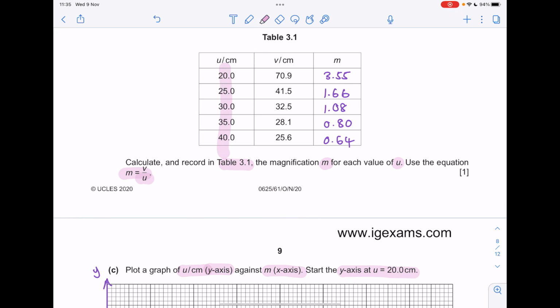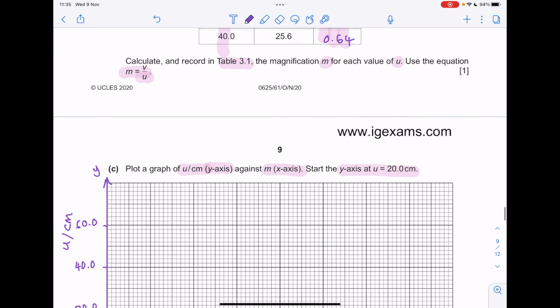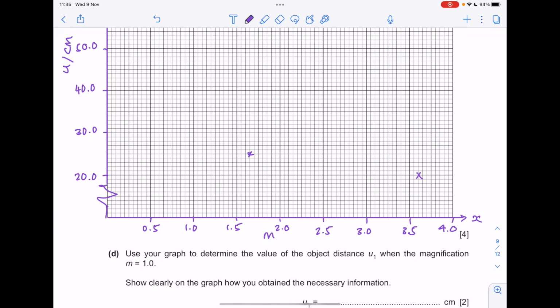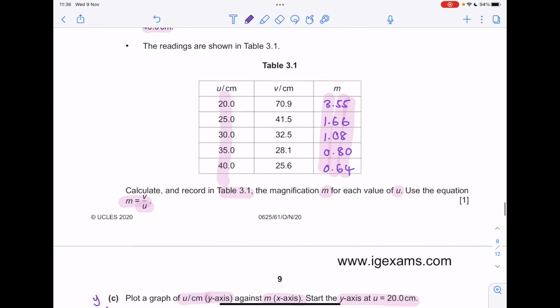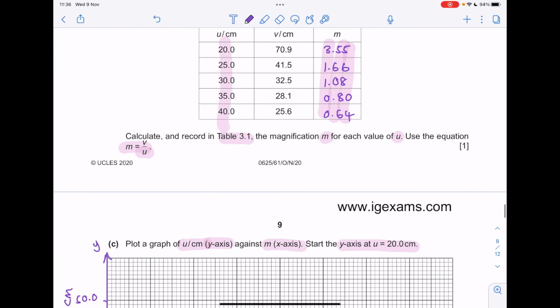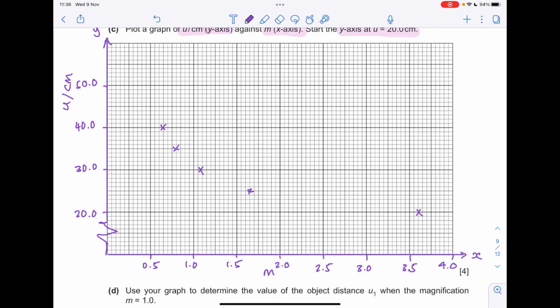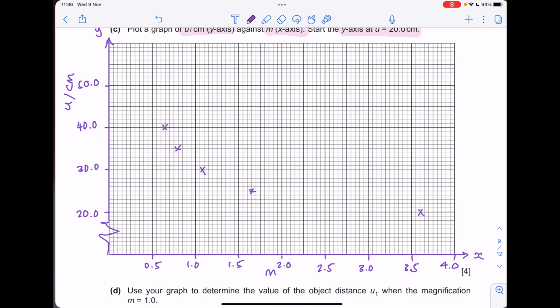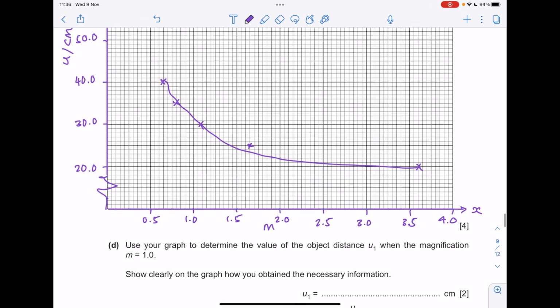So we're plotting these numbers against each other. So 20 and 3.55, 25 and 1.66, 30, 1.08, 35 and 0.8, 40 and 0.64. Okay, now draw that line of best fit. I'm going to struggle on the iPad to go through the points. Okay, please draw it a lot smoother than that, but honestly I know my own drawing skills, that's as close as I'm going to get.